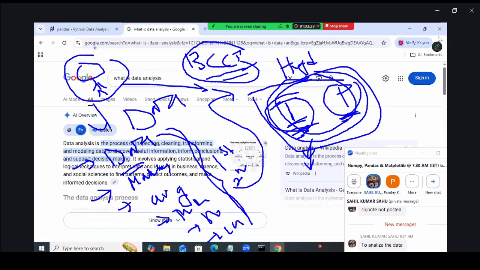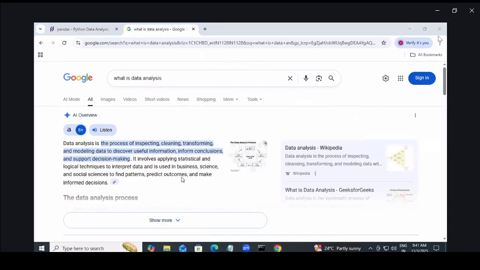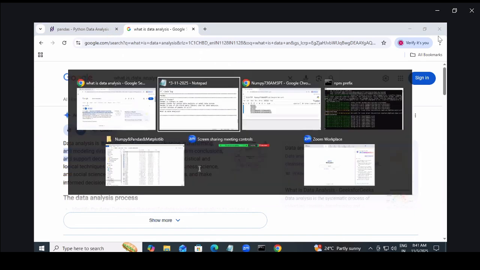By using pandas, you can perform EDA. What does EDA stand for? Exploratory data analysis. By using pandas, you can perform EDA, which is nothing but exploratory data analysis. So pandas is not only for data analysis, it is also used for data visualization, right?